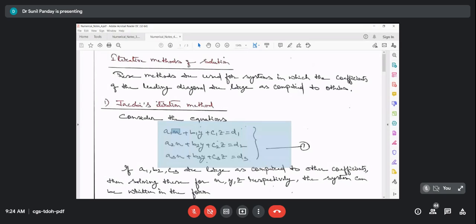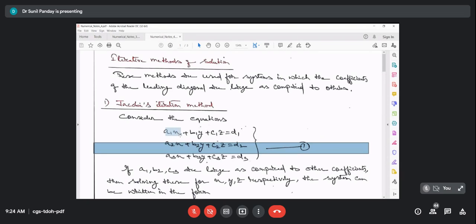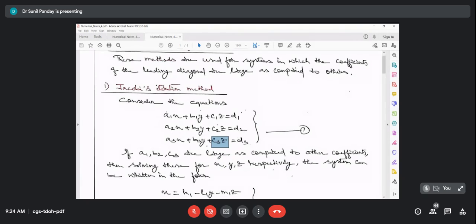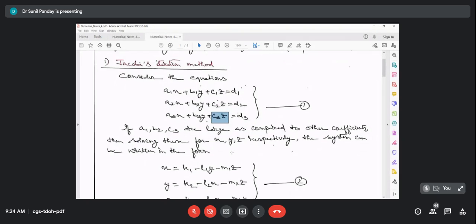And this Jacobi method will converge towards the root if we perform infinitely many operations. If these diagonal elements, like this a1 and this b2 and this c3, are large as compared to others, we will say such a system of equations is diagonally dominant.